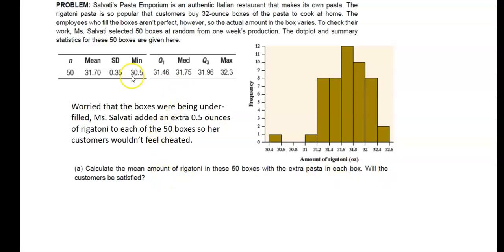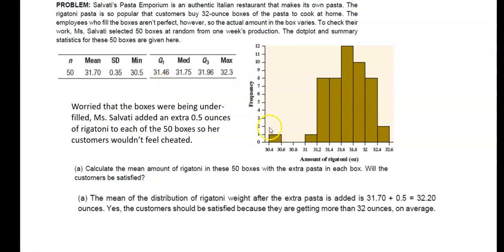So we know the original mean was listed as 31.7. So if you add 0.5, that's going to be 32.2, I believe, right? So 32.2, because adding does do that. So now the mean at least is above 32. So the mean amount is 32.2. So that's good. I'm a little bit happier with that. Boy, there's one low outlier. I'm really not happy if I get that guy.